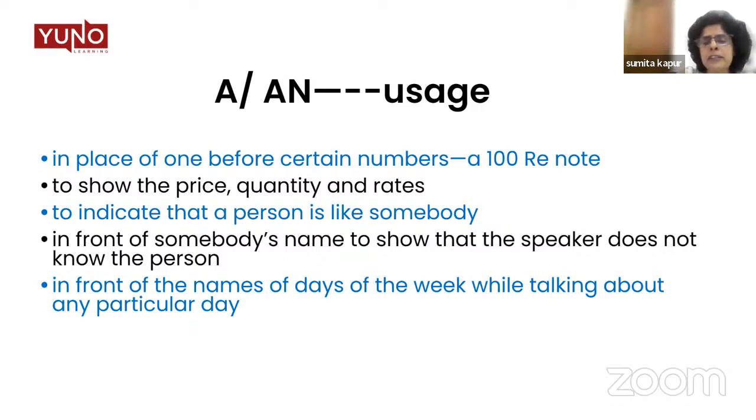What do you mean by a person is like somebody? Suppose you're working in a team, whether you are a student or a working professional, and there is somebody in your team who is absolutely brilliant. So you say, oh, he is a Newton of the team. He is a Gandhi of the class. So when we say a Newton or a Gandhi, what does that mean? Is that person actually a Gandhi or a Newton or an Einstein?